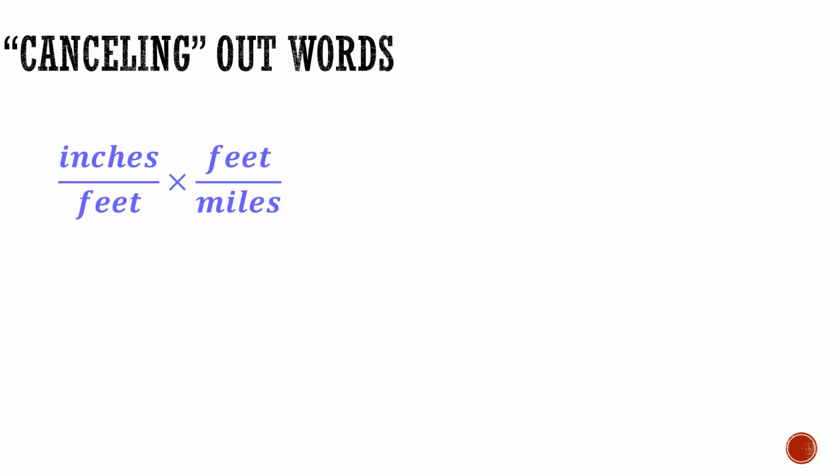So, the process of canceling out. We're looking for something in the numerator that matches identically to something in the denominator. Here, we notice that feet matches feet. We can cancel those out. That's no different than dividing 2 by 2. If they're the same, 2 divided by 2 leaves us with 1. Well, feet divided by feet gives us 1. So now we can multiply straight across the top, straight across the bottom. We have inches over miles.